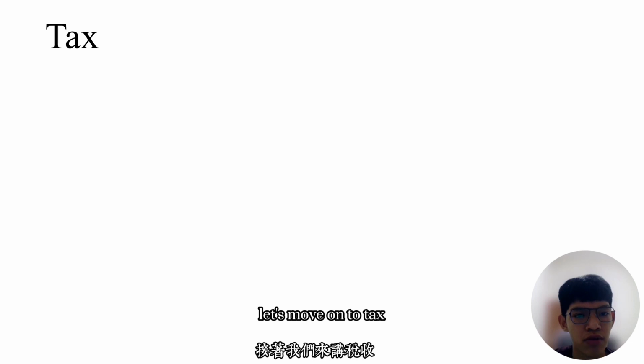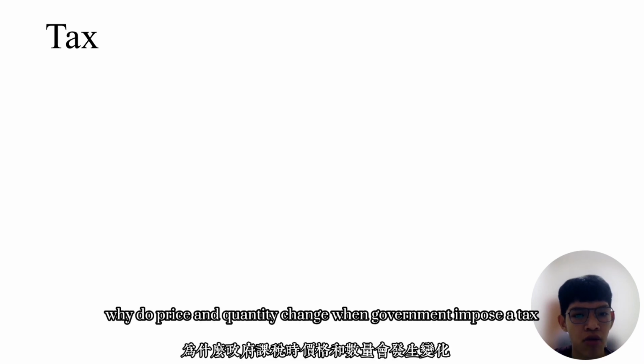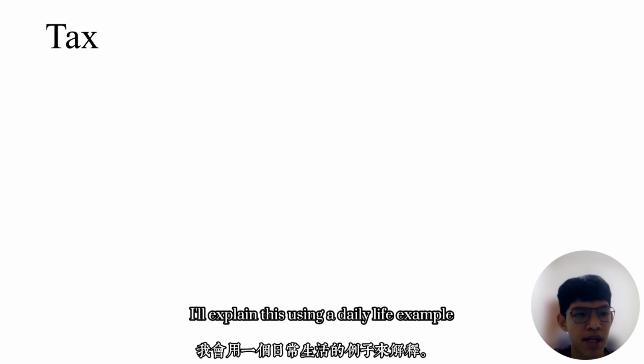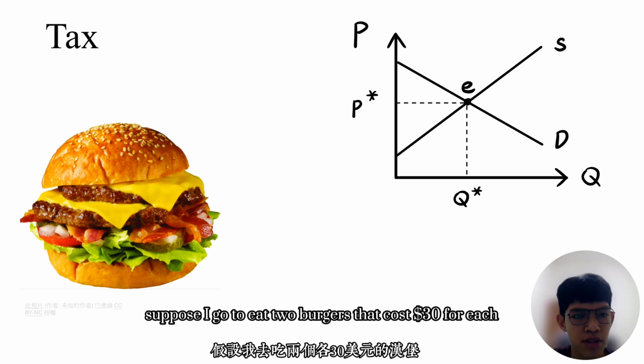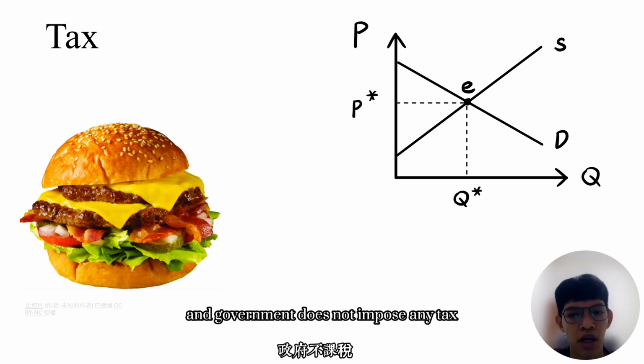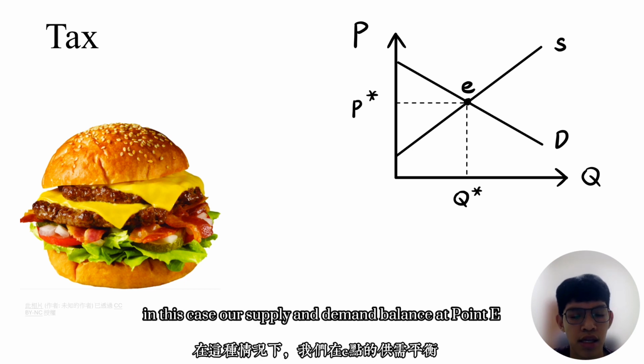Let's move on to tax. Why do price and quantity change when the government imposes a tax? I'll explain this using a daily life example. Suppose I go to eat 2 burgers that cost $30 each, and the government does not impose any tax. In this case, our supply and demand balance at point E.